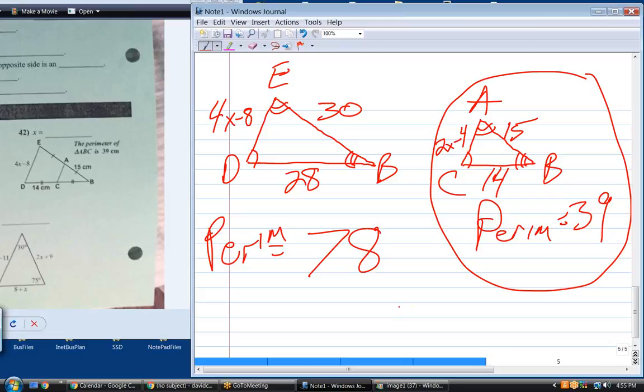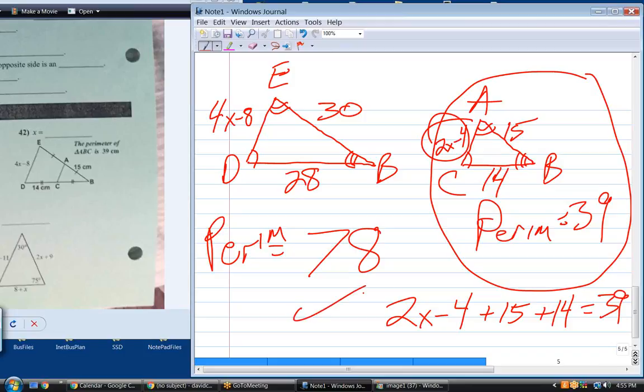So, 2x minus 8 plus 15. 2x minus 4. Yeah, sorry. 2x minus 4 plus 15 centimeters plus 14 centimeters equals? 39. Okay. That's always what you want to do as the first step.